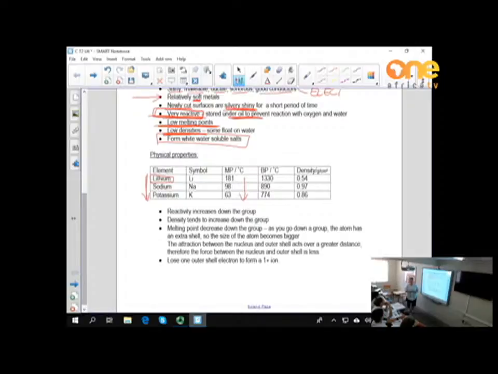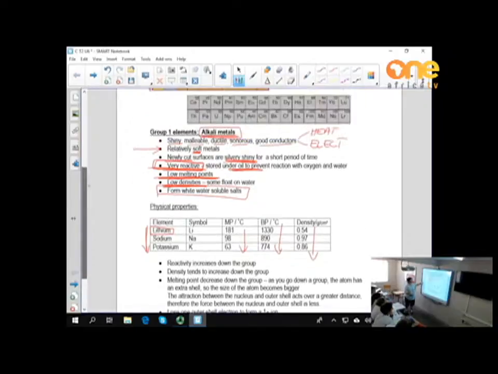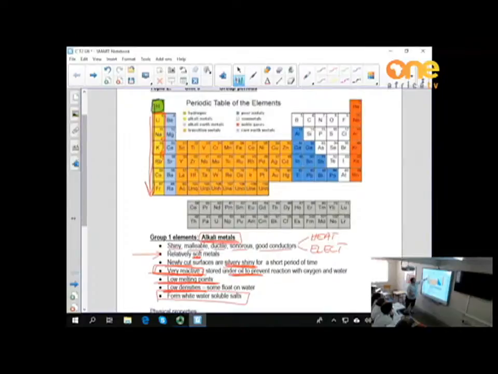General trends. Usually they will give you the values, and they will say discuss the trend. So in general then, melting point and boiling point decrease as we go down a group. Density tends to increase as we go down the group. So eventually we find that as we move down this group, these ones are less dense, but maybe over here they will be more dense than water and they will sink.